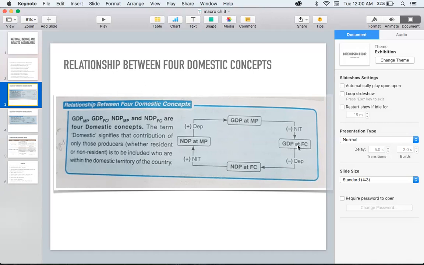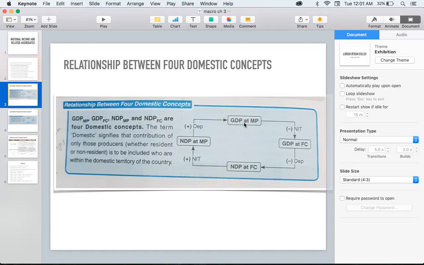And from GDP at FC, I am subtracting the depreciation. From GDP, from gross, I am subtracting the depreciation. I'll be getting what? NDP at FC. So this part is clear. NDP at FC is what? NDP at FC is the domestic income.